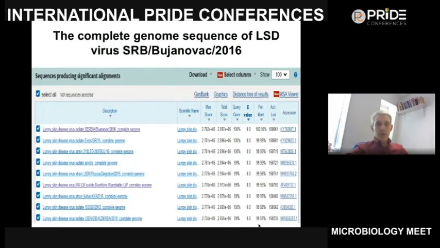When we compare this Serbian strain to the strains now available in GenBank, you can see that strains from Greece, Turkey, Russia, and Kazakhstan are closely related, almost 99.99% to the strain detected in Serbia. This confirmed that this strain spread in the Balkan area and also in some Eastern European countries.